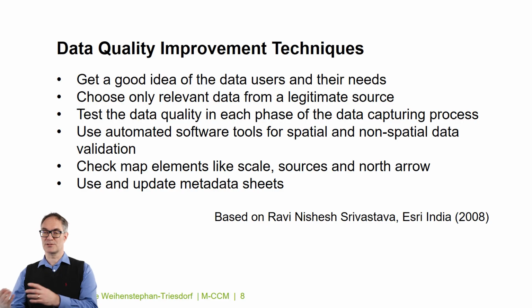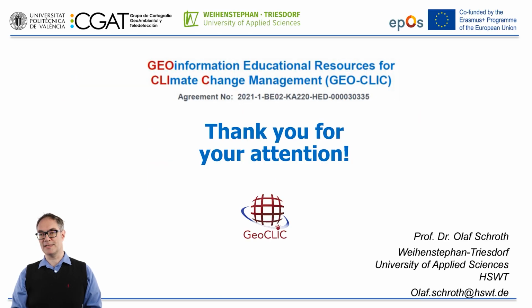Metadata is a description of your data for other data users, like a protocol. Where does it come from? How was it edited? This is all for now about data and data quality. It's a key aspect in geographic information systems.